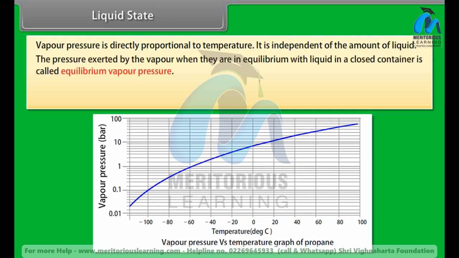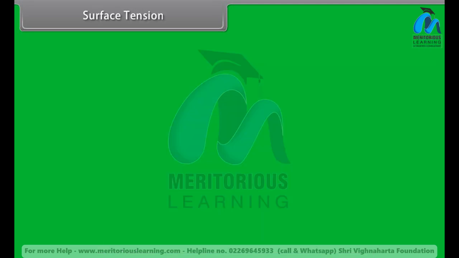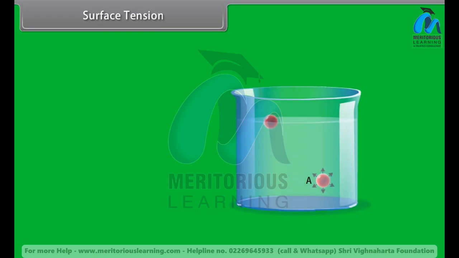The pressure exerted by the vapor when they are in equilibrium with the liquid in a closed container is called equilibrium vapor pressure. The temperature at which the vapor pressure of a liquid is equal to the external pressure is called the boiling point of the liquid. Surface tension. A molecule within the bulk of a liquid is uniformly attracted in all directions by the neighboring molecules.